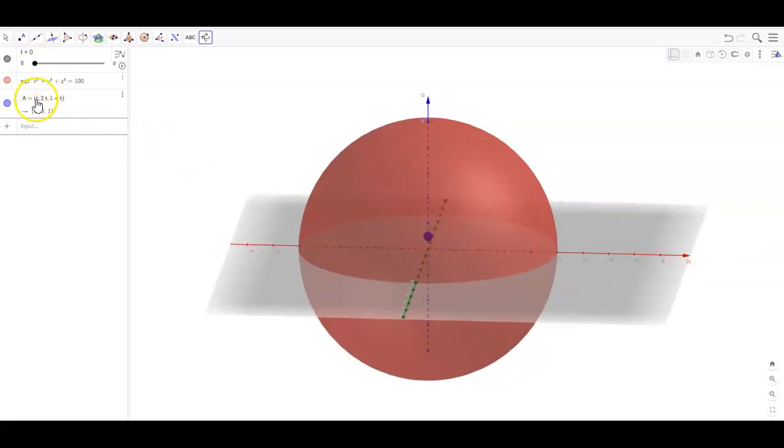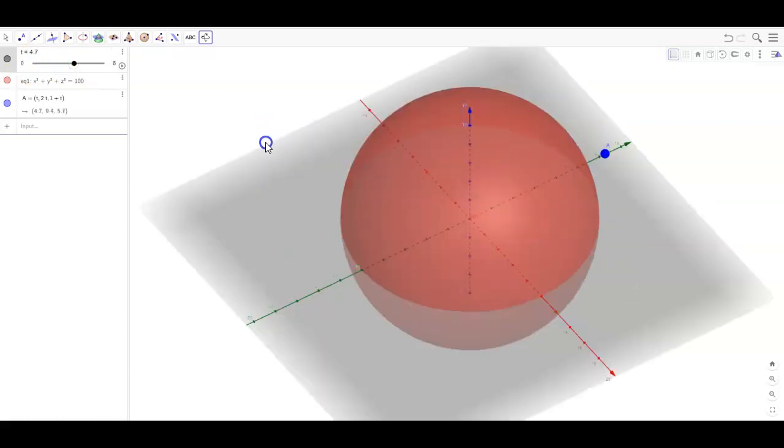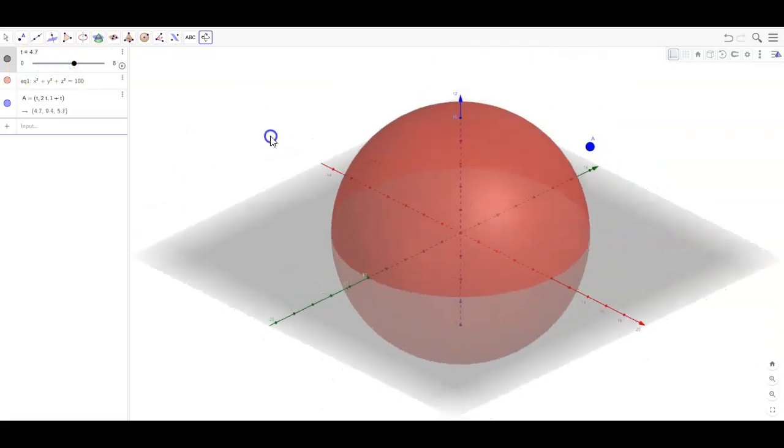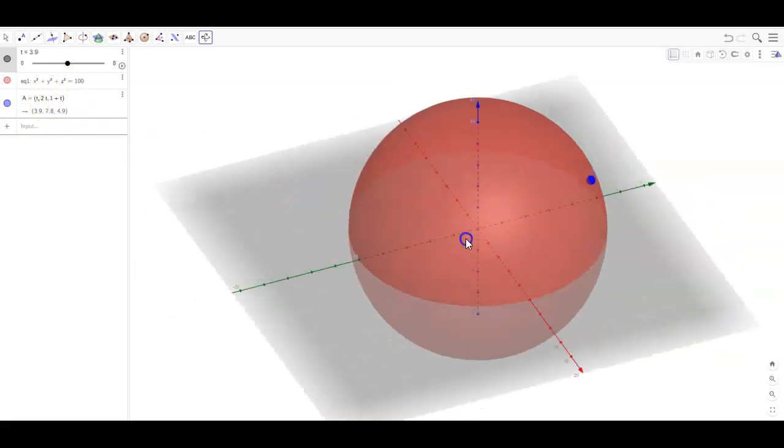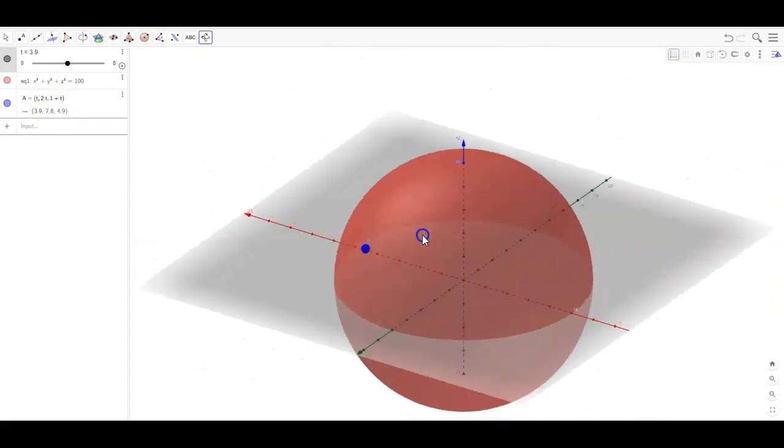And as we begin increasing t, we can see that x, y, and z are all three going to go up. And so there goes that particle, and let's see, where is it? It's now outside of the sphere, and that's at time 4.7. So it looks like right somewhere about there, time 3.9, that point breaks through the sphere.